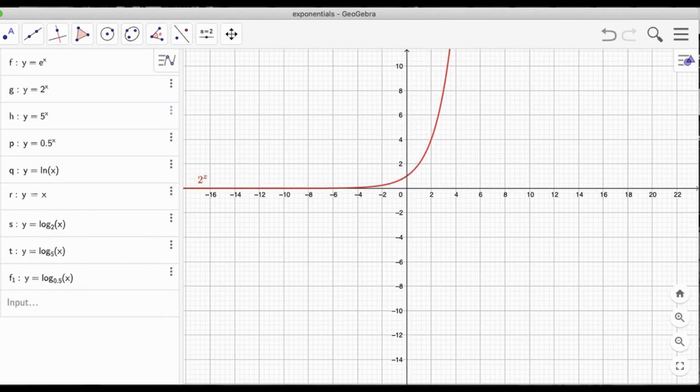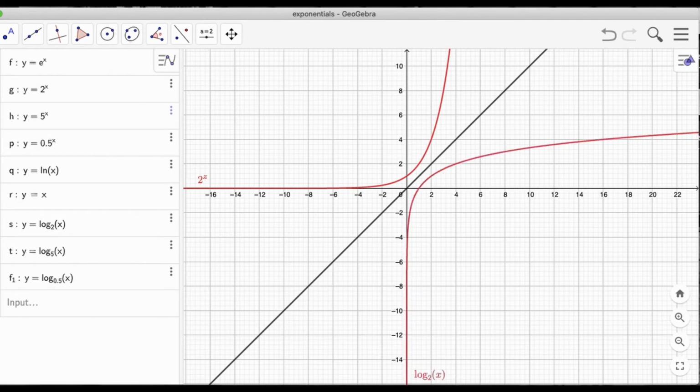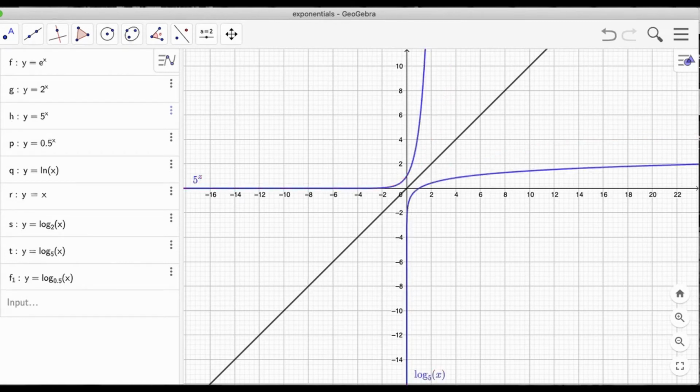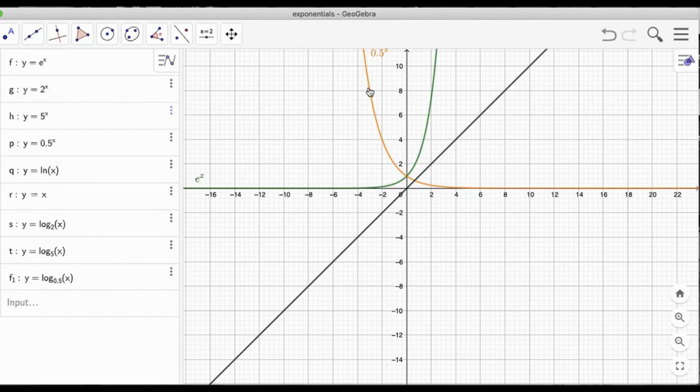And all these functions, of course, come with their corresponding inverses. Here, 2 to the x has inverse the log base 2, and 5 to the x has inverse the log base 5. You can also take a base less than 1, for example, 0.5 to the x. If this green one is e to the x, we have 0.5 to the x. It becomes sort of symmetric with respect to the y-axis. Not exactly symmetric, but let's say to the other side of the y-axis.